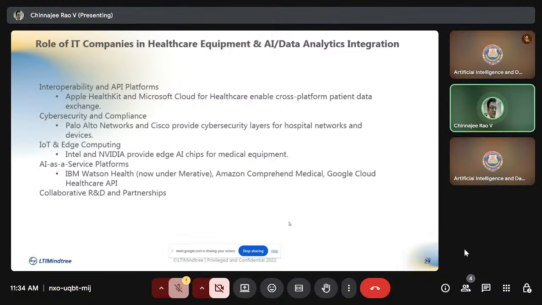Then collaborative R&D and internship. Google and GE: GE is in the healthcare industry and Google is the computing side. Both of them joined together and are creating some tools. Nowadays, cloud providers and healthcare equipment companies are joining together. They are coming with pre-existing cloud-based healthcare solutions. This has become popular.